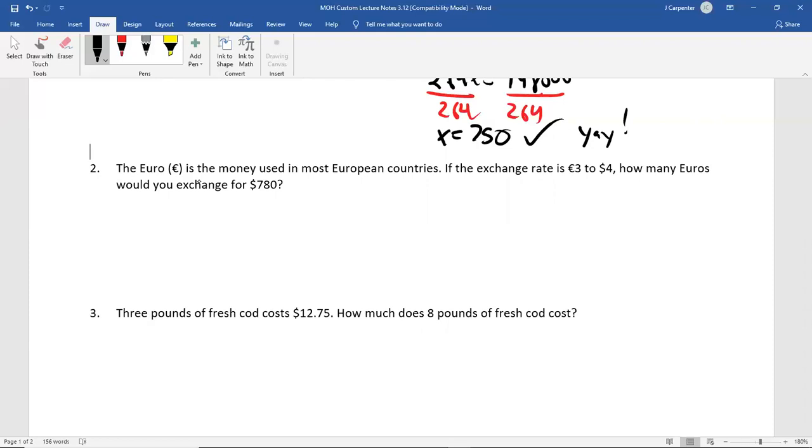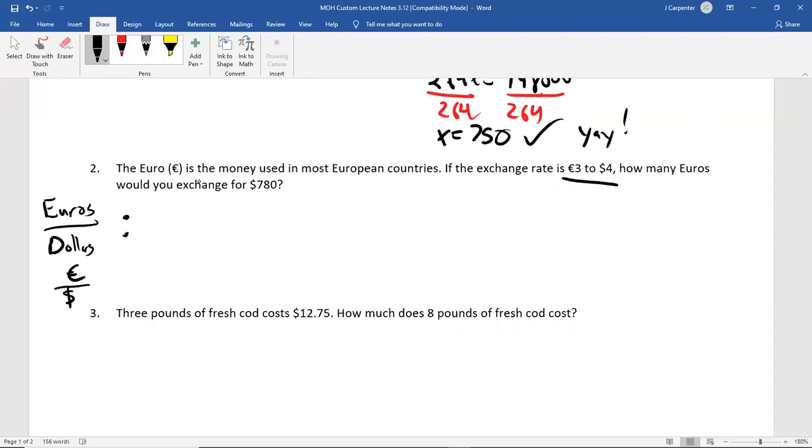So what are the 2 different things we're talking about? Euro, money used, European countries, exchange rate. Here we go. 3 euros is $4. So our exchange, and you can use symbols or words. You can write euros over bucks or dollars. Or you can write the symbol, which kind of looks like a weird E, over a dollar symbol. And again, you could go dollars over euros if you wanted, but I'm not going to do this every time. Let's just go euros over dollars.